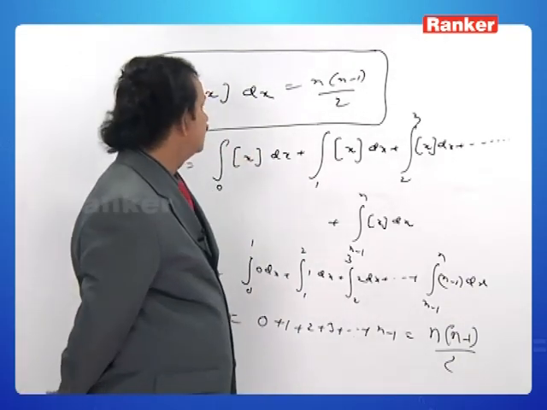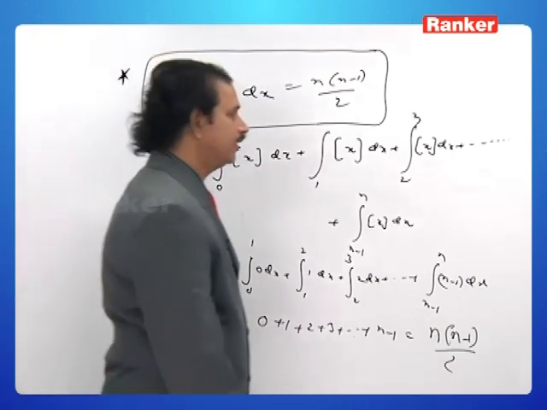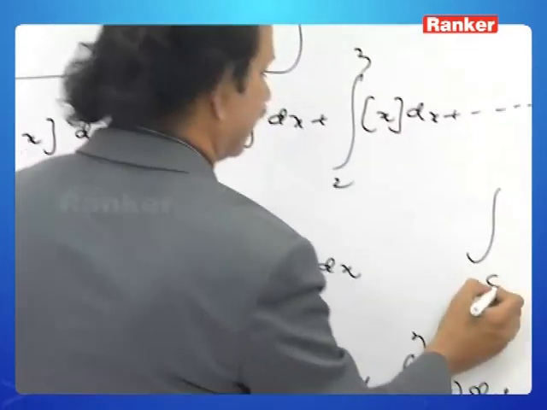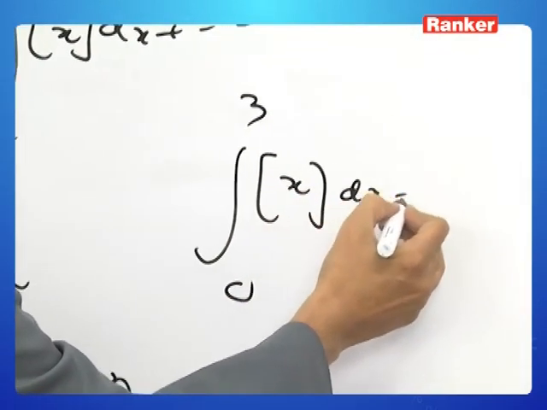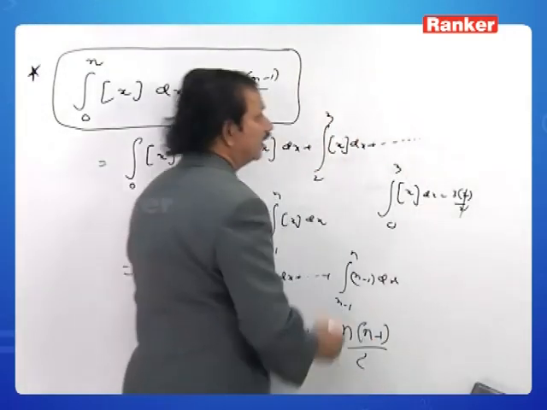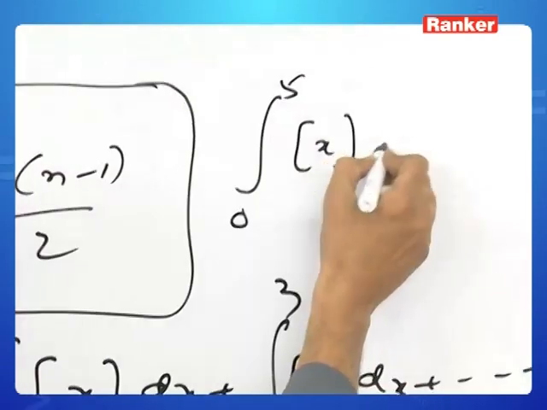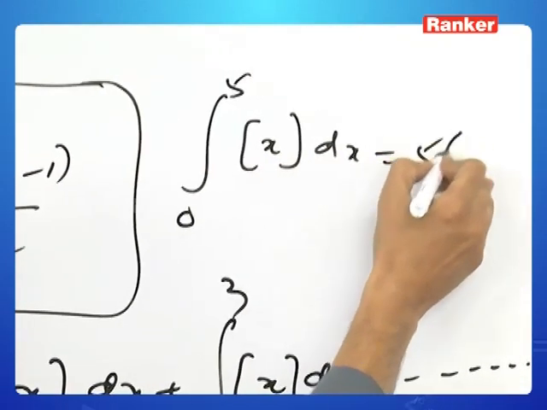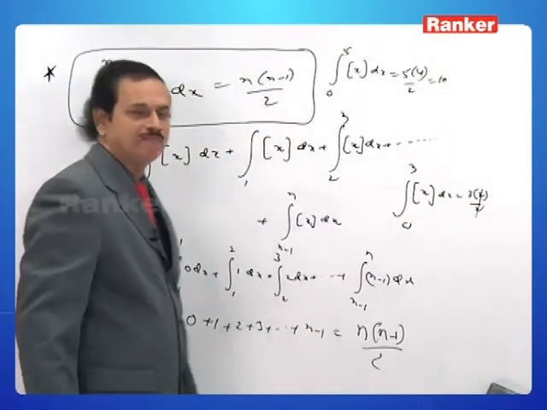Yes. So, integral 0 to n integral part of x dx is n into n minus 1 by 2. Very good. Integral 0 to 3 integral part of x dx. Come on, can you tell me the answer? 3 into 3 minus 1 by 2. The answer is 3. Integral 0 to 5 integral part of x dx. Come on friend, what is the answer? 5 into 4 by 2. Answer is 10. These are all the applications.